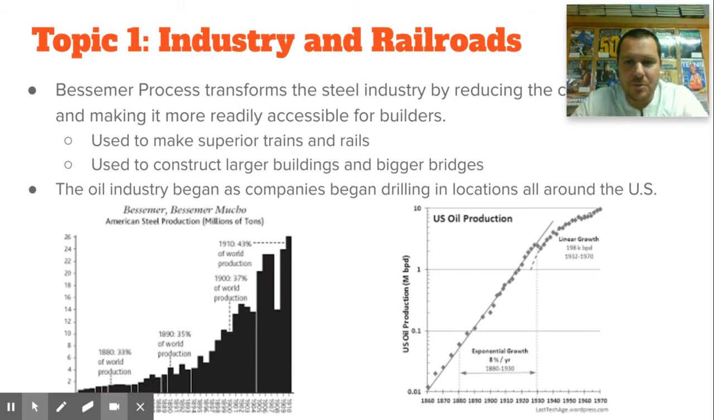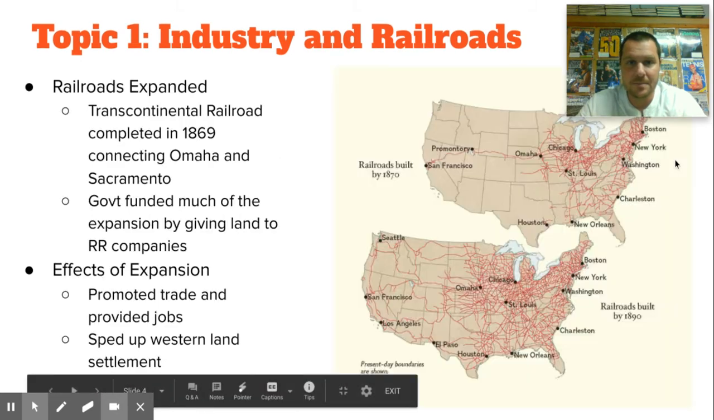Oil companies also started drilling into different locations around the United States. Pennsylvania and Texas both became pretty common drilling locations. And again, you can see by the graph at the bottom right the massive growth in U.S. oil production. And obviously, this is before most people even drove automobiles. So we're talking oil is in its infant stages of being used. This is nothing compared to what oil production is going to look like as we get closer to the present.